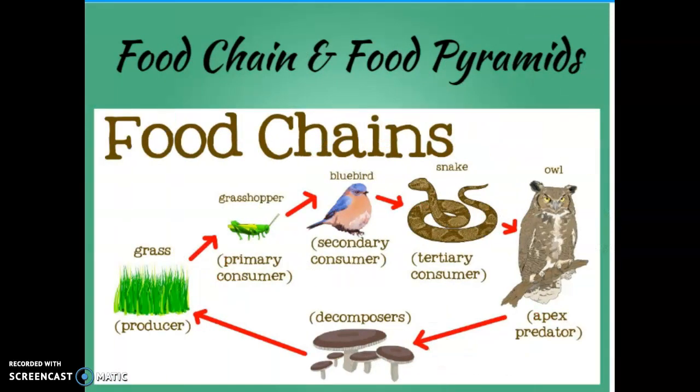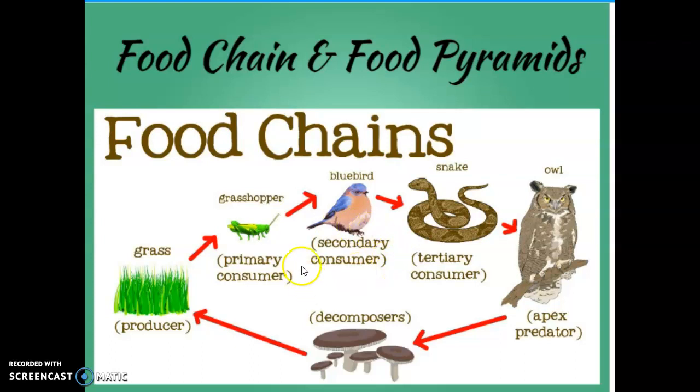Moving into food chains and food pyramids, we know that the sun is going to give energy to the producers. The producers are going to give energy to this guy here. Typically we call them herbivores, but now we're going to call them primary consumers. Primary consumers and herbivores are the same thing. They're the first to eat in a food chain or a food pyramid, and they eat plants. So they are herbivores.